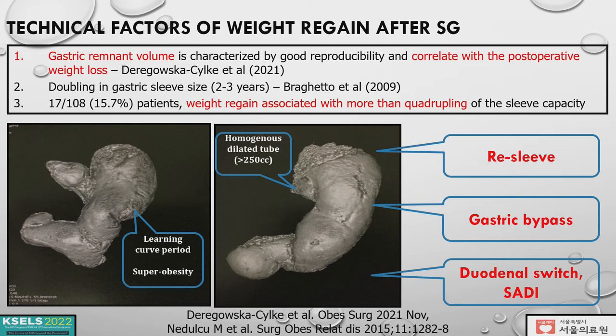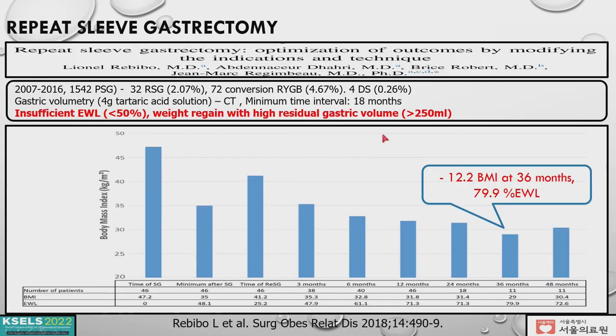In this case, you can see the remnant of the gastric fundus is the primary dilatation. The second is the diffuse dilatation, the homogeneous dilatation. The volume of the remnant stomach is more than 250 cc. In these cases, you can do a re-sleeve or convert the sleeve to a bypass. You can see the result of the re-sleeve.